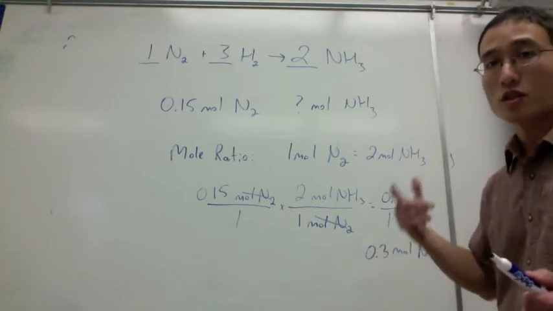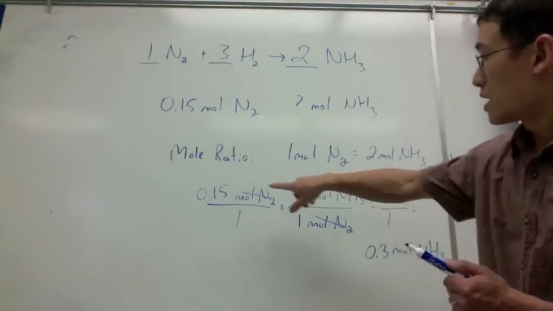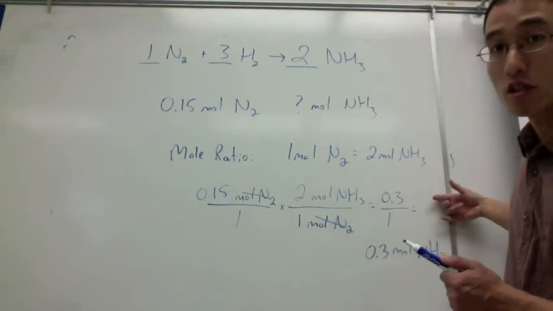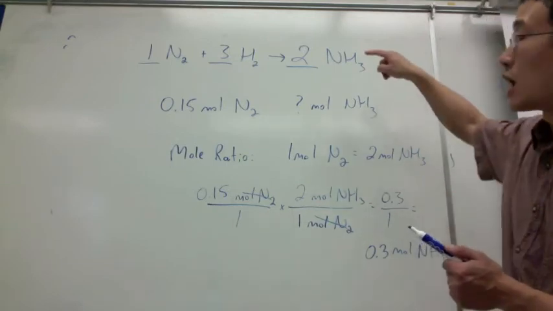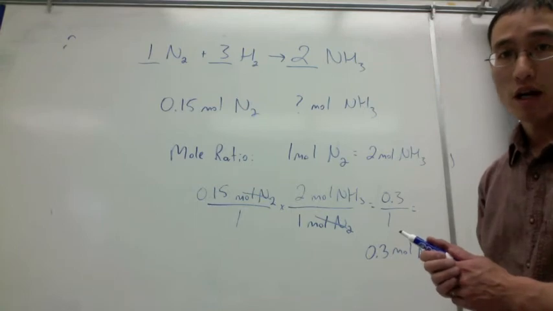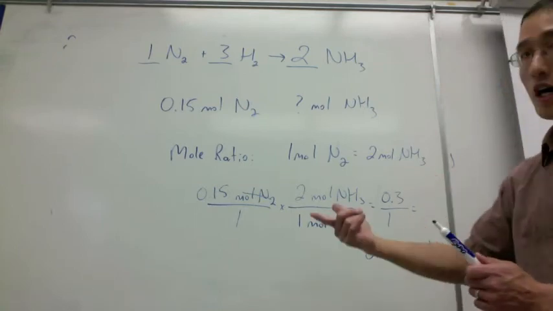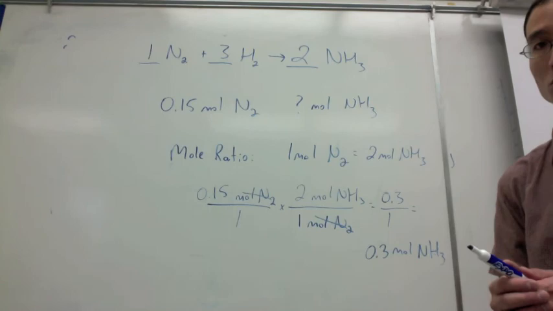So now, instead of trying to figure things out in my head, I have a ratio I can use to solve how many moles of something I want to have, or I need, given another amount in moles of something else.